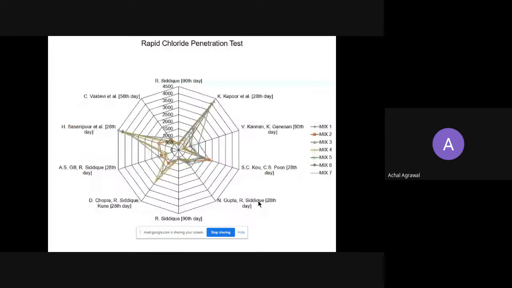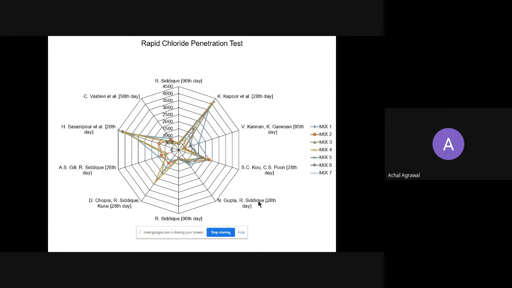So depending upon what the researchers have done in their research work, I have shown it here in this kind of chart. So 0 is 0 coulombs and 4500 is 4500 coulombs passed in 6 hours. Okay, so this is the presentation in this format. There are again some researchers who use 2 or 3 mixes and some use 7 mixes. So this is the explanation of the presentation.